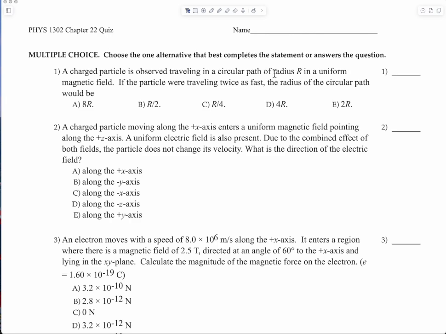Right, so this is the chapter 22 quiz. Okay, the first one. A charged particle is observed traveling in a circular path of radius R.